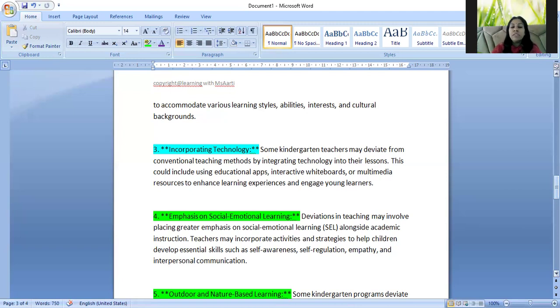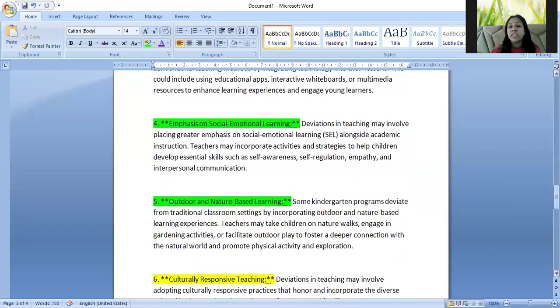Number four is emphasis on socio-emotional learning. Deviations in teaching may involve placing greater emphasis on social emotional learning, SEL, which is very prominent alongside academic instruction. So teachers may incorporate activities and strategies to help the children develop essential skills such as self-awareness, self-regulation, empathy, and interpersonal communication. This is all we are doing in the class. And every child is from a different background, as we discussed before. So they have different SEL.